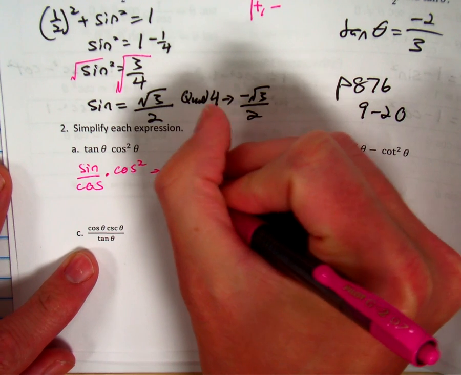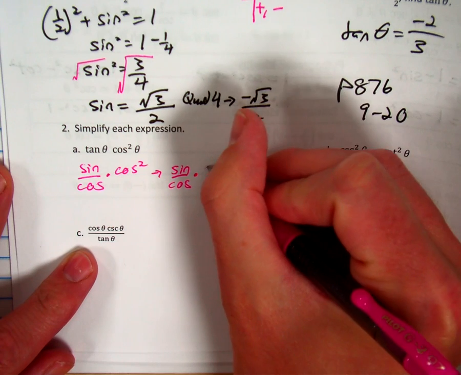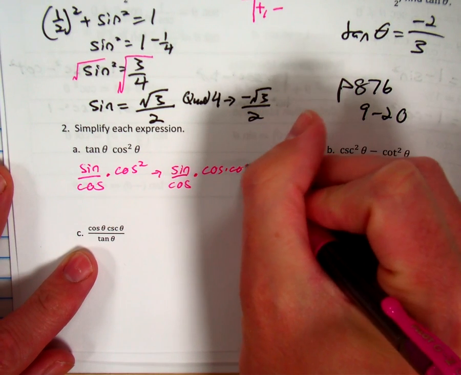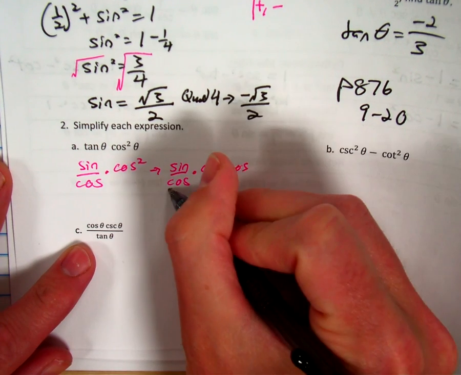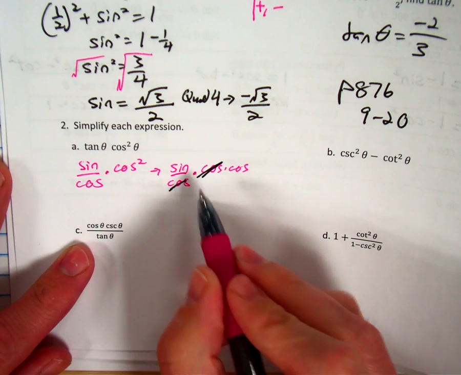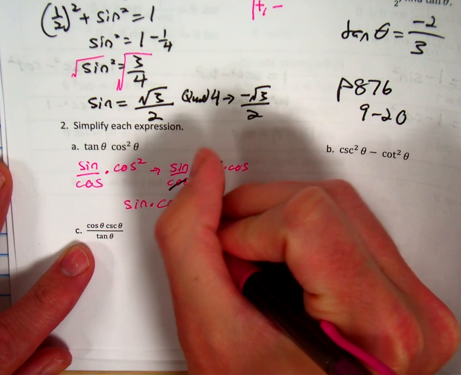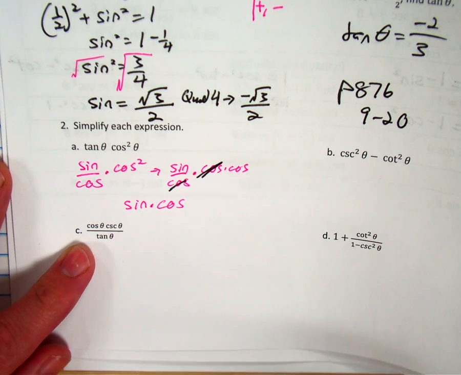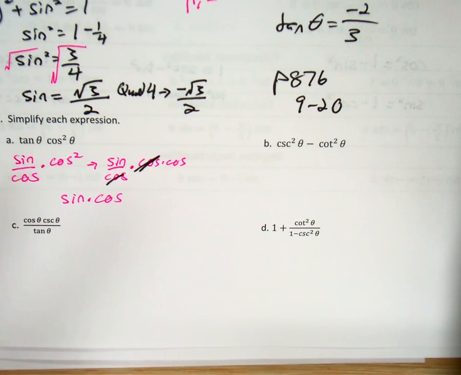So we got sine over cosine times cosine squared, which is cosine times cosine. So one of these on the bottom is going to cancel out one of them on the top, and our final answer is sine times cosine. Okay, not too bad. Slide on over to this one.